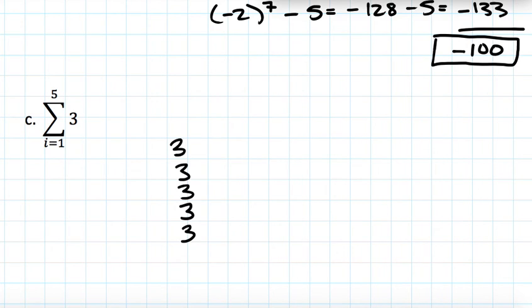So that's what I get. I'm plugging in 1 through 5, so I end up with 5 3s. Add those together, and the sum is 15. So that would be my answer.